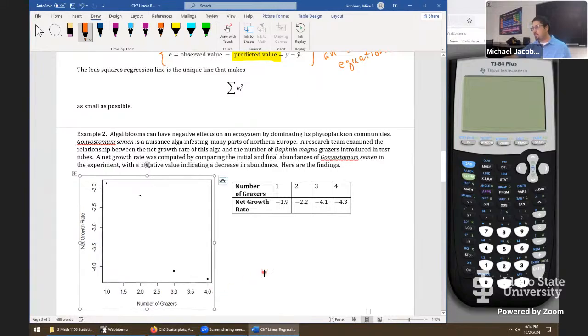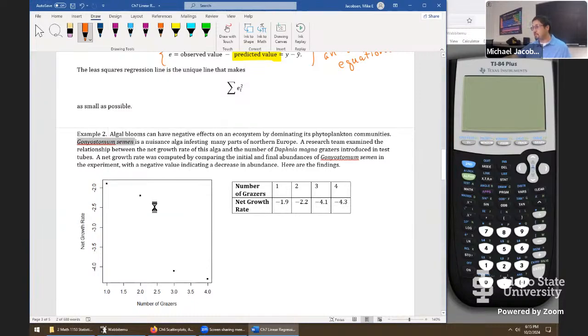Let's make it a little bit bigger. Let's remind ourselves of the context as well. So we have algal blooms or algae blooms. They have negative effects by dominating the phytoplankton communities. And this is one algae we're interested in. This must be a particularly bad one.